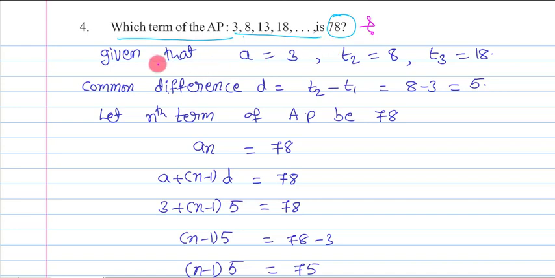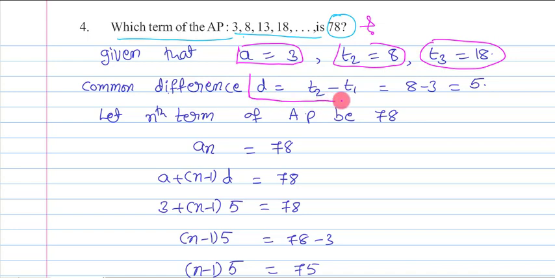So, what is given? Let us write. They mention the first term as 3, the second term as 8, and the third term as 13. Then, what is the common difference? The common difference formula is T2 minus T1, that is 8 minus 3, which is 5. And what we need to find out is which term of this AP is 78.